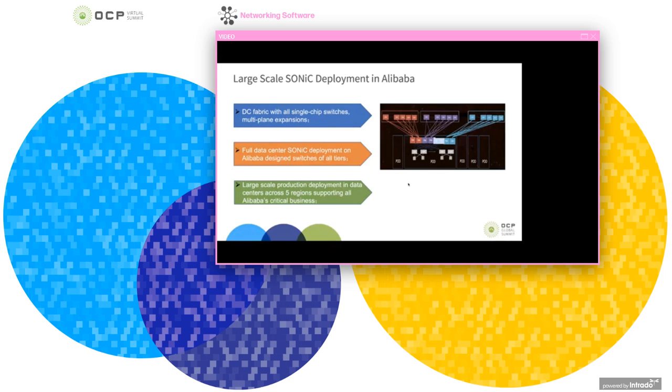Our SONiC switches are deployed on all the Alibaba design switches in all the tiers. In the last couple of years, we have deployed SONiC switches in four data centers across 5 regions. SONiC has become a key infrastructure component that supports all our core businesses such as search, ads, e-commerce, cloud, and financial services, etc. And those pictures show some of our own Alibaba design switches running in all the different DC tiers.